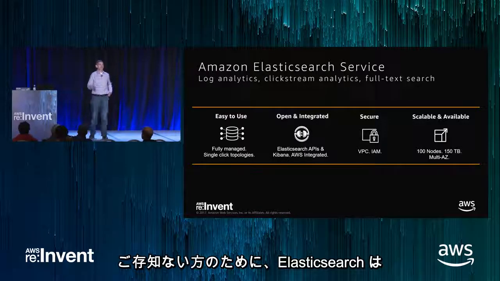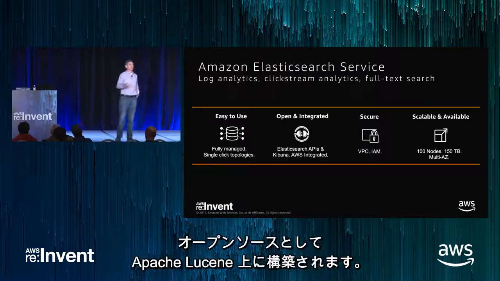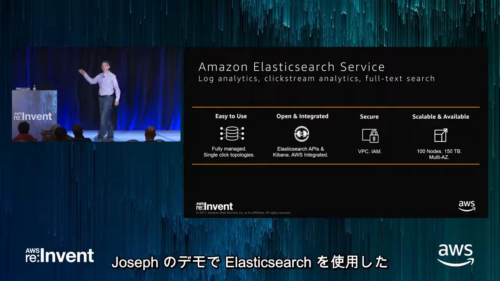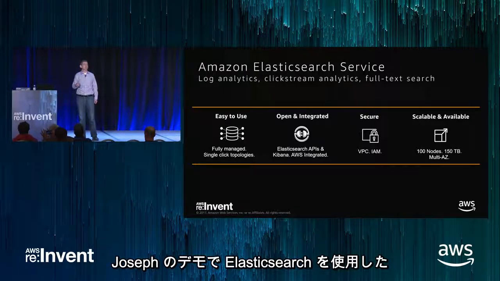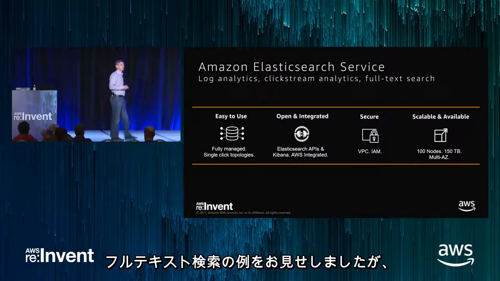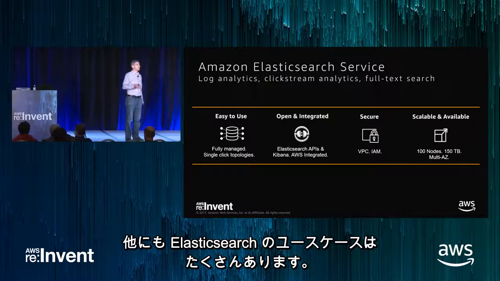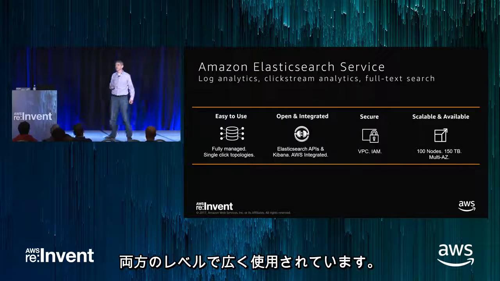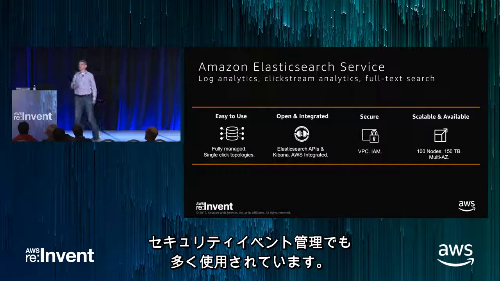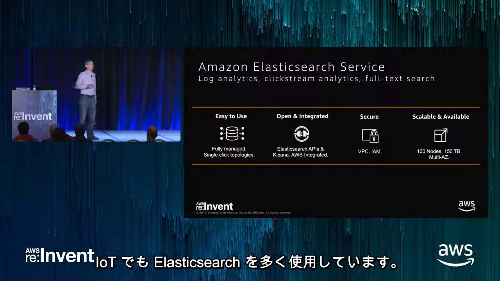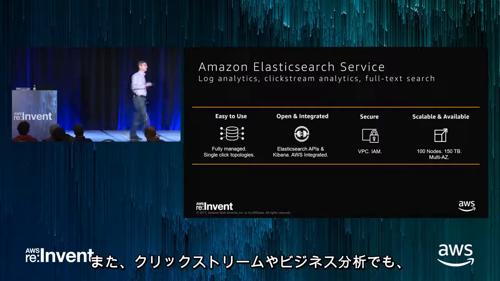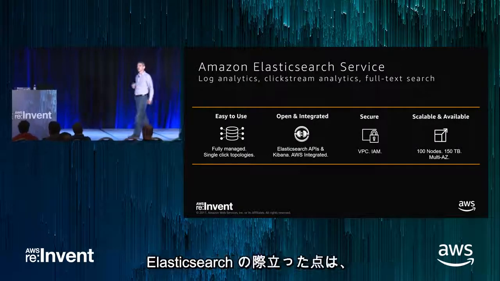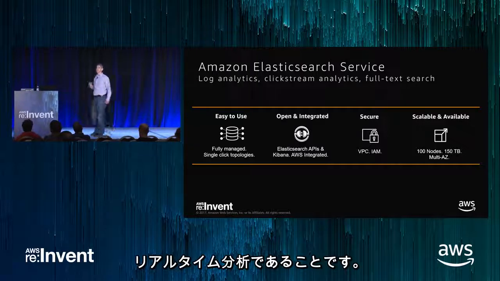For those who don't know Elasticsearch, it's a distributed search and analytics engine. It's built on Apache Lucene. It's open source. It's very, very popular in the market. You saw an example in Joseph's demo of using Elasticsearch for full text search, but there are a lot of additional use cases people are using Elasticsearch for. First of all, it's very, very popular for application monitoring, both at the infrastructure and application level. We see a lot of use in security event management. IoT is using a lot of Elasticsearch. And then also for clickstream and business analytics, we're seeing Elasticsearch being used very, very commonly. What really distinguishes Elasticsearch is the fact that it's real-time analytics.